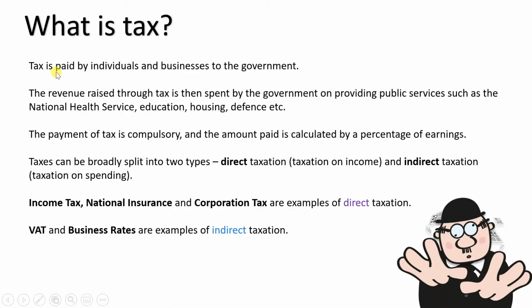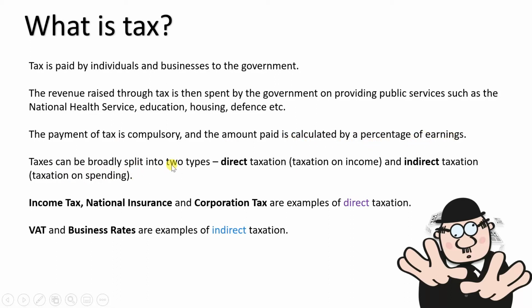So what is tax? Tax is paid by individuals and businesses to the government. The revenue raised through tax, revenue is another word for money, is then spent by the government on providing public services such as the National Health Service, education, defence, those sorts of things. The payment of tax is compulsory, and the amount paid is calculated by a percentage of earnings.